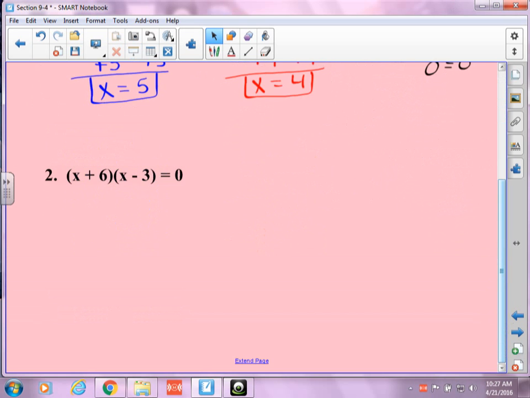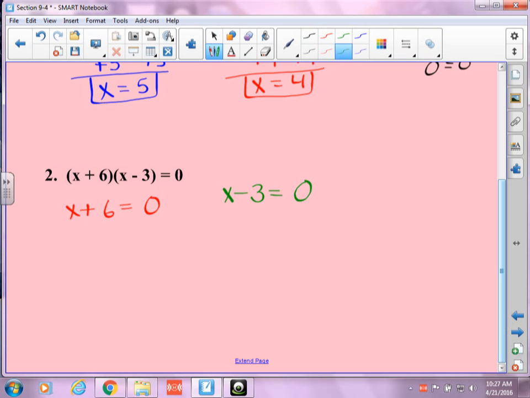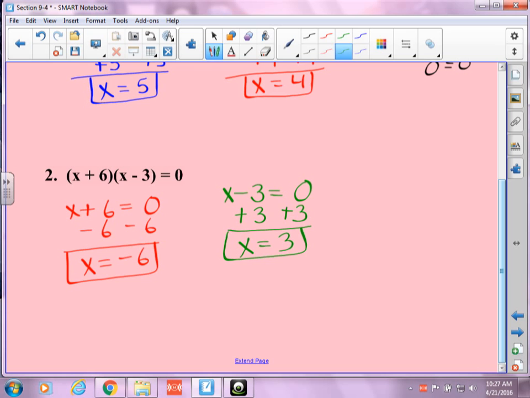So if I have this problem, I'm going to go x plus 6 equals what? 0. And I'm going to do x minus 3 equals 0. What do I do with the red? Subtract 6. X equals negative 6. And with the green, I'm going to add 3, and I get x equals 3.